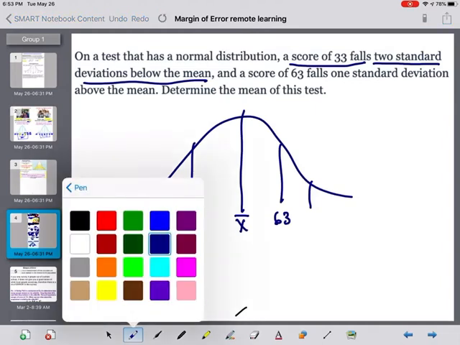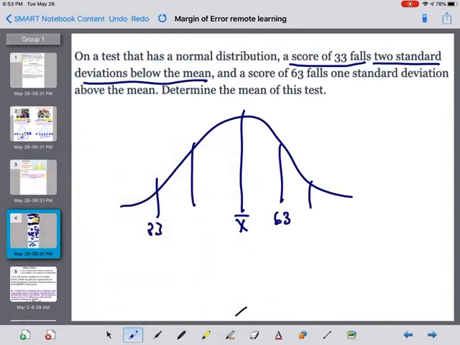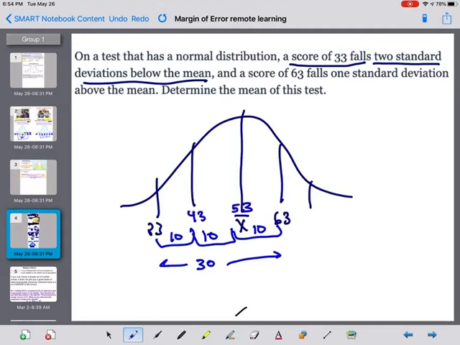Well, if I think about it, you kind of just have to use some problem-solving skills. How many standard deviations are between 33 and 63? Well, there's 3 equal spaces, right? 3 equal standard deviations. So from 33 to 63, we subtract those, is a 30 gap, which means that each one has to be 10, because 30 divided by 3. So I just now can find the mean. 33, this one would be 43, and this would be 53. And so the mean is 53.